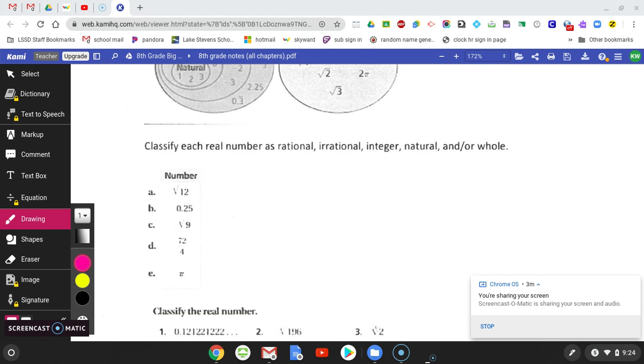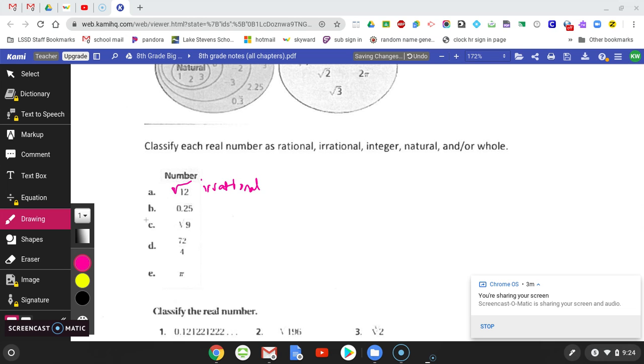So we want to classify each of these. We have the square root of 12. Well, the square root of 12 we know is not a perfect square because 3 squared is 9 and 4 squared is 16, and it's between those two, and there's no other whole numbers between them. So I know that this is going to be irrational. Any square root that you can't take a perfect square root of is always going to be irrational.